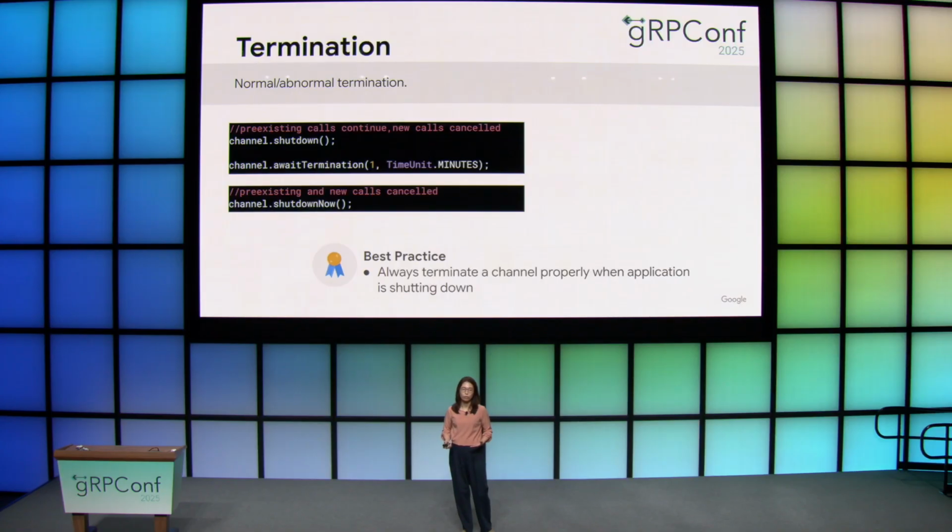Every RPC will eventually terminate, either successfully or with an error code. This termination of the call is communicated through the status code, which informs the client about the outcome of the RPC.